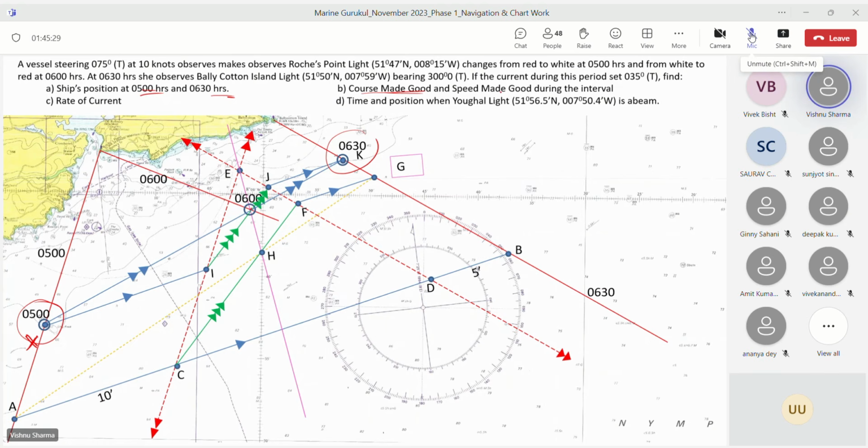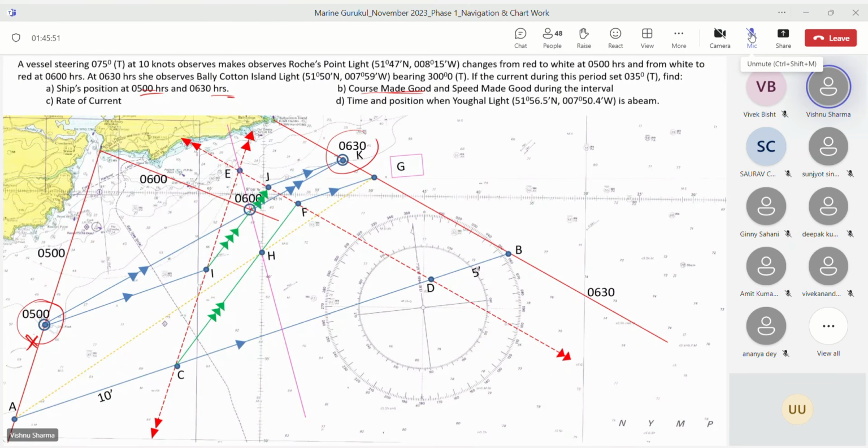Next is speed made good. If you have time, you can measure XK divided by 1.5 hours. If you don't have time, you can measure the distance between 5 and 6, and that can be the speed made good directly. Yes or no? Correct, beta? Yes, sir. Okay. So that is the second part.